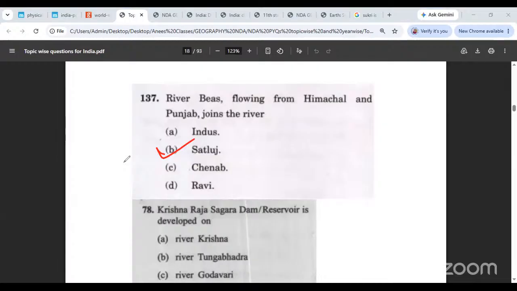We had discussed that. We start with Indus and then Jhelum, then Chenab, then Ravi, Beas, and Satluj. That is how it goes.